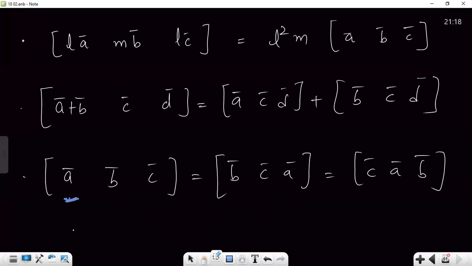Remember, this is representing the whole column. Sorry, actually the whole row. A is the first row, B vector is the second row, C vector is the third.